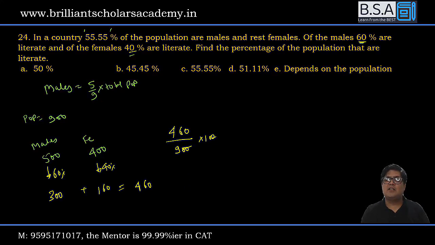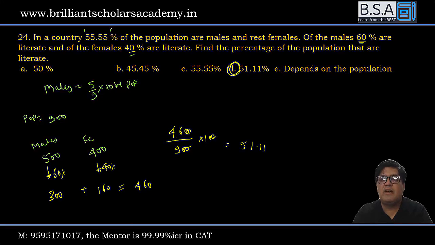This is cancelled. When I look at this, this 0 is there. 460 upon 9. So 5 times 45, बच गया 10. 1 times, बच गया carry over 1. 1 upon 9 is 0.11.